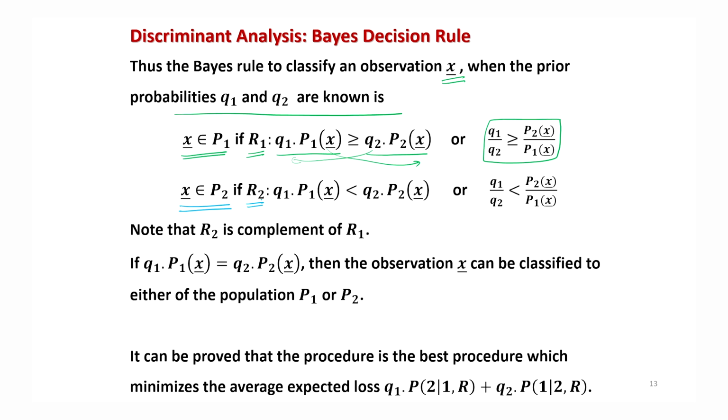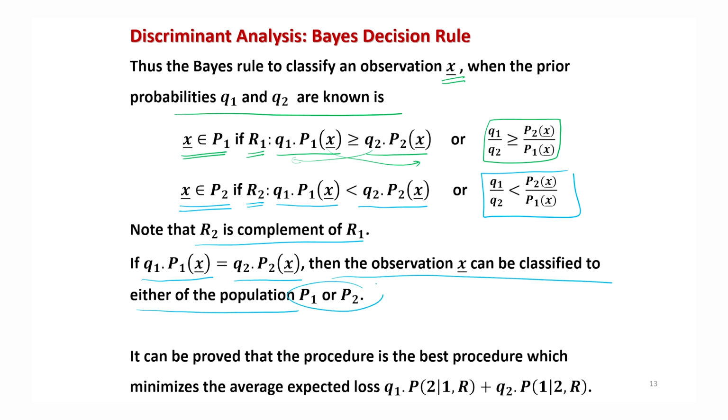And x belongs to P2 if the region R2 is such that Q1 into P1(x) is less than Q2 into P2(x), or I will say Q1 upon Q2 is less than P2(x) upon P1(x). Right, and you have to notice that R2 is the complement of R1. And in case Q1 P1(x) is equal to Q2 P2(x), then the observation x can be classified to either of the populations P1 or P2 without any problem. And statistically, it can be proved that this procedure is the best procedure, which minimizes the average expected loss.